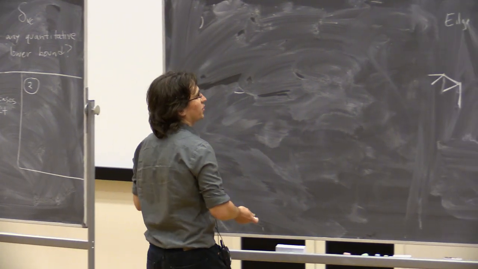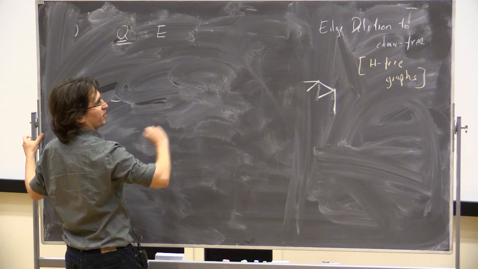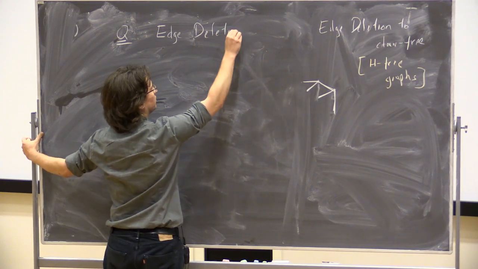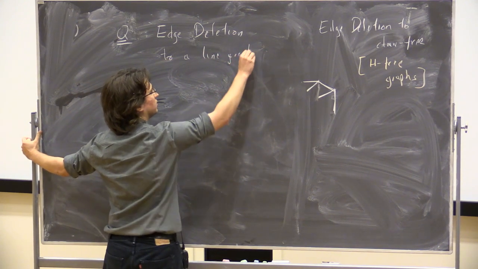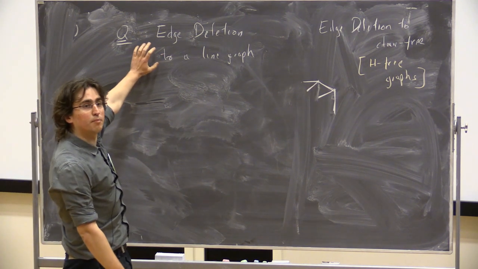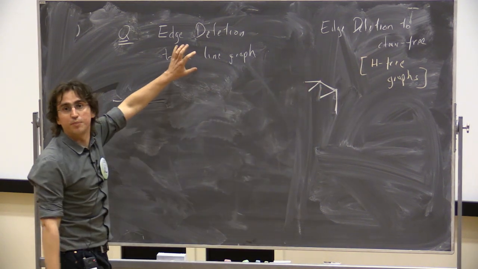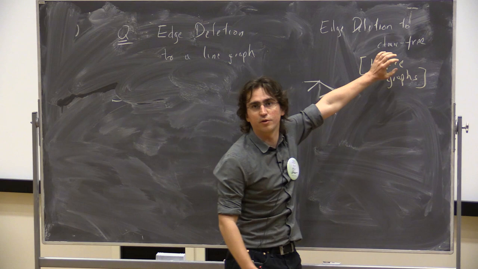So then my question is about, instead of focusing first on edge deletion to claw-free graphs, what about edge deletion to a line graph? Yes? So you want to delete k edges from a graph to get a line graph. Yes? And the reason I ask this question is that I believe that this might be a good route to trying to understand this question, because here you have a simpler decomposition. And you need to understand what happens in this decomposition in order to start understanding what happens in the more general decomposition.